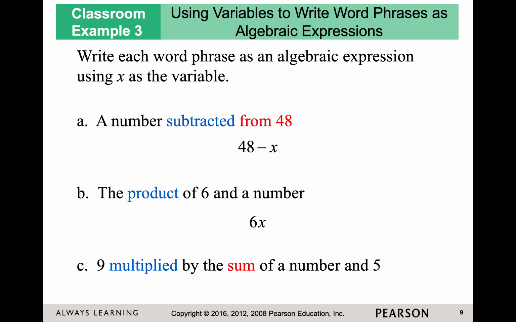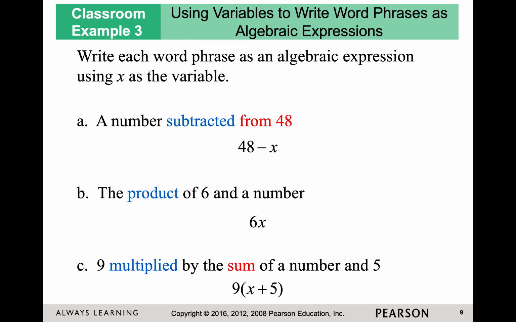The product of 6 and a number, that goes in regular order. Product is multiplication. We don't write a multiplication symbol in algebra. 9 multiplied by the sum of a number and 5. Okay, so see that word of, a preposition? When we see of, if there's an operation implied with the of, it is a grouping symbol.